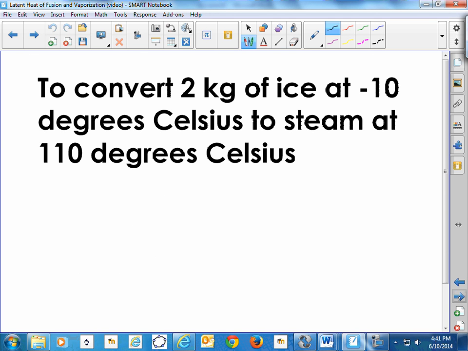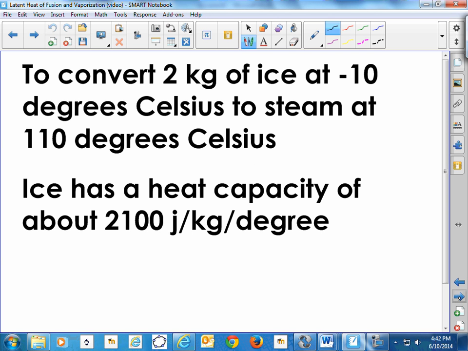So, for example, to convert 2 kilograms of ice at -10 degrees Celsius to steam at 110 degrees Celsius, we first have to warm up the ice to the melting point, then provide the energy, the heat to melt it, and then warm up the water from 0 degrees to the boiling point, and then provide the energy to make the transition from water to vapor, and then heat up the steam.